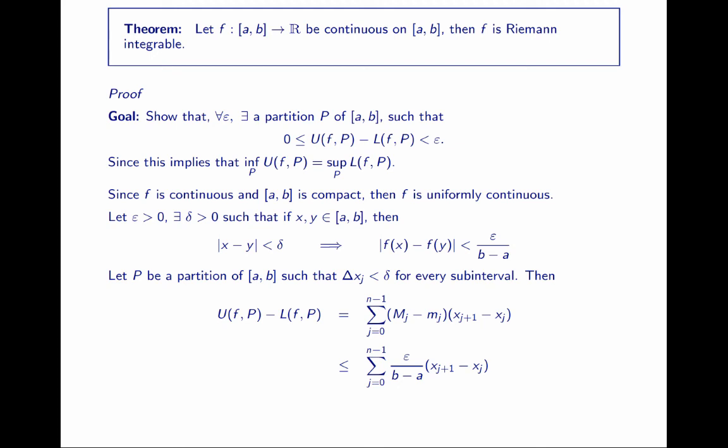And the difference between the max and the min, because x minus y is less than delta, the max minus the min has to be less than epsilon over b minus a. So we replace this with epsilon over b minus a and the equals with the less than or equal to. In fact, we could have replaced it with a less than.